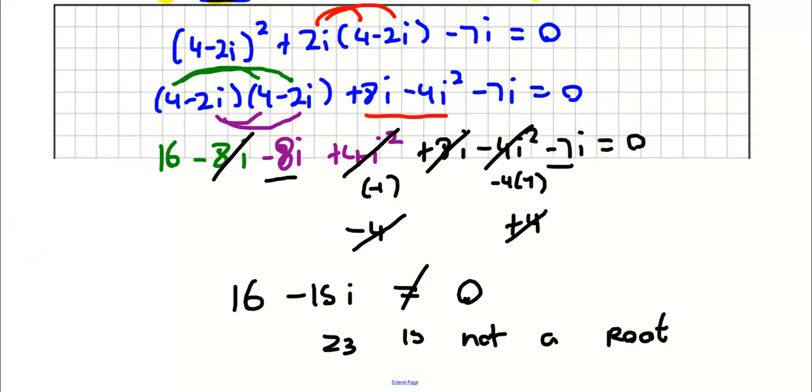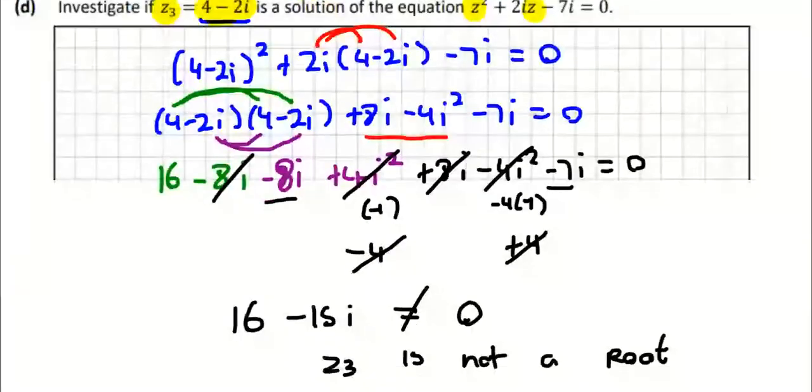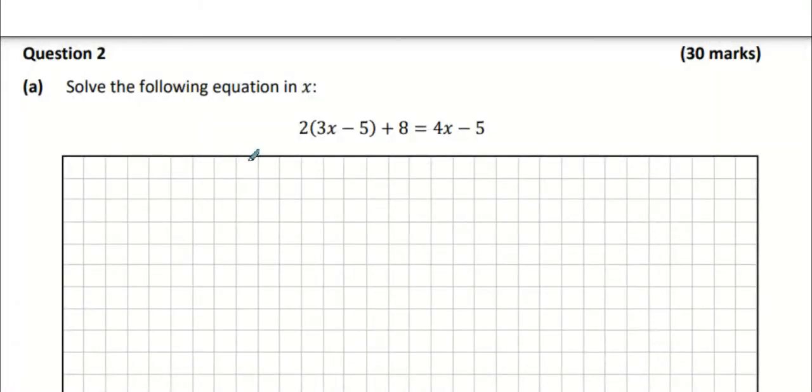Okay, so that's that done. Okay, so that's question 1 done. Question 2. So we're doing 1 and 2. Question 2, we got our 6x minus 10 and our plus 8 as well. And then we have our equals 4x minus 5.